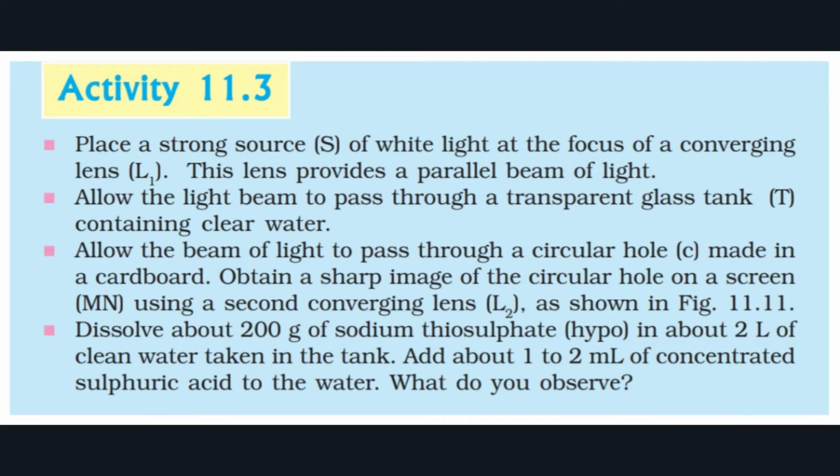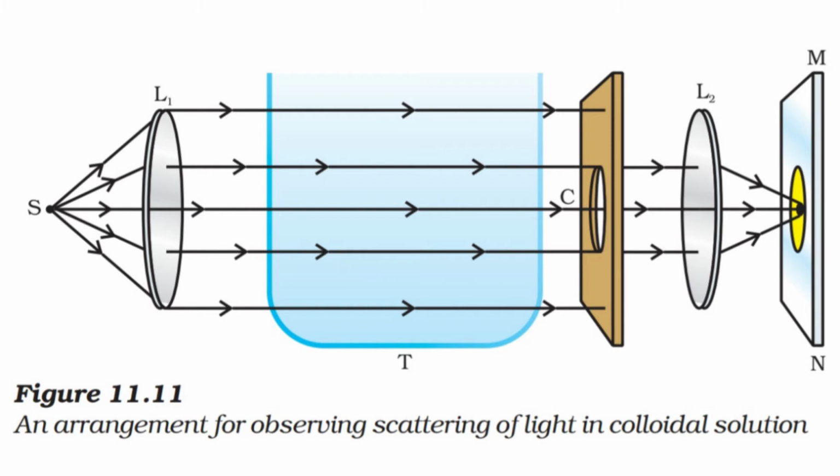Dissolve about 200 grams of sodium thiosulphate (hypo) in about 2 liters of clean water taken in the tank. Add about 1 to 2 ml of concentrated sulphuric acid to the water. Then what do you observe? In this activity we use two converging lenses, L1 and L2, and one transparent glass tank T. The solutions are sodium thiosulphate and sulphuric acid. Let's see the figure.